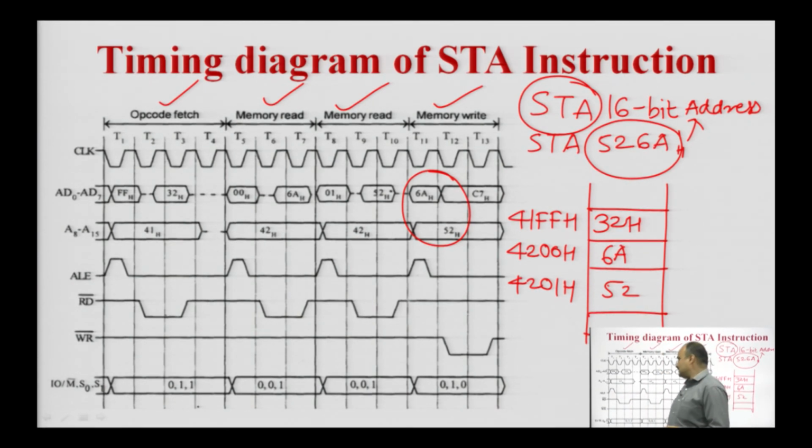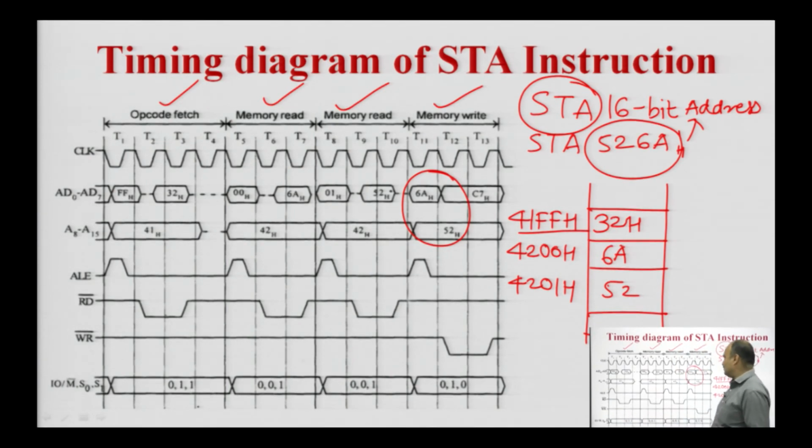During the T1 state, the processor will generate the ALE signal. This ALE signal will enable the latch, and with the help of that, the low order address is latched on the low order address lines A0 to A7. With the help of the 16-bit address lines A0 to A15, the processor places the program counter, that is the 16-bit address 41FFH, where the operation code is. So, it will pick the operation code from this memory location during the opcode fetch machine cycle. For the opcode fetch machine cycle, the status on the status signals is 011.